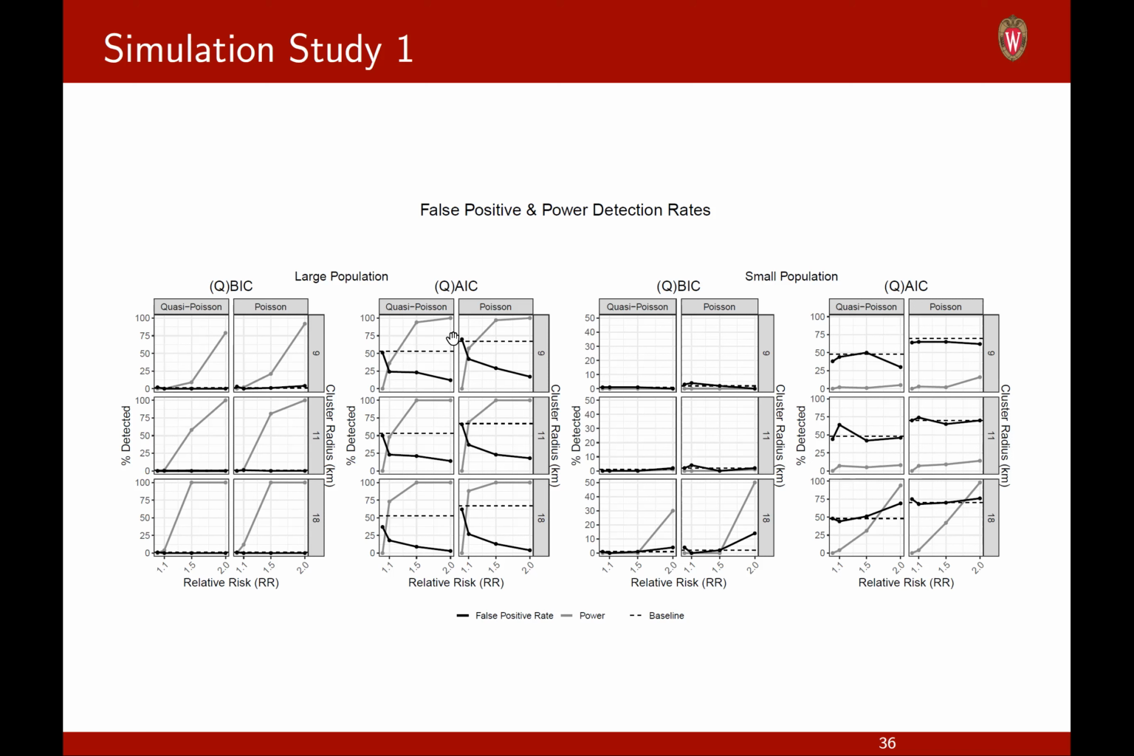Now, moving from the large population centers to the small population centers, we're now thinking about cells that have low observed counts, low expected counts. And we see that QAIC just loses its mind a little bit, like really wants to put things in there. And QBIC is still more conservative until there is enough information. So both the false positive rate and power are low until the relative risk is near 2 and the cluster has a radius of 18 kilometers. So then it will put the cluster in there. But we want this behavior. And so again, we're recommending detection by QBIC and BIC.